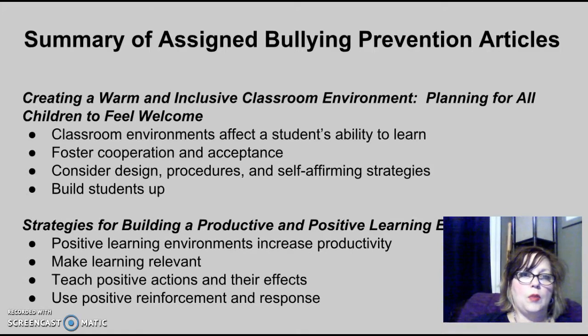Next, we have creating a warm and inclusive classroom environment, planning for all children to feel welcome. In this text, it talks a lot about the classroom environments and how they can affect a student's ability to learn. It refers to not only the climate and the attitudes of the instructor and the people, but the physical makeup of the room as well. It says to foster cooperation and acceptance. So you want kids to know that they're accepted for who they are, and build a climate where they want to work together. And then consider design, procedures, and self-affirming strategies.